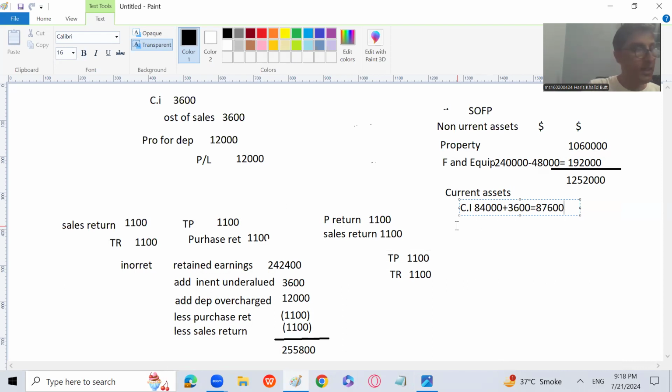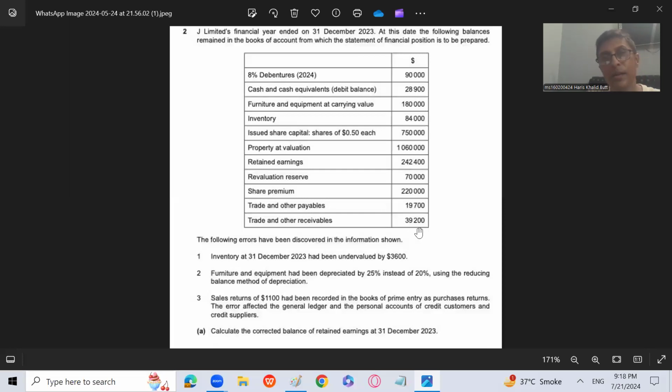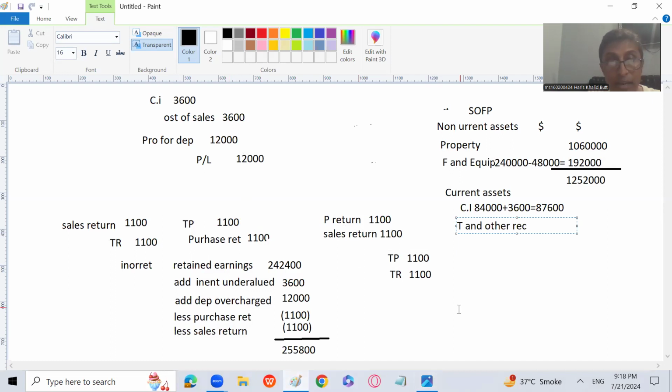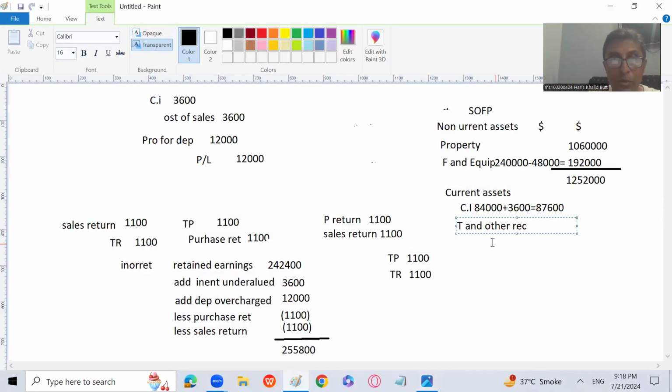So that's it. Next is the trade and other receivable. Trade and other receivable. So that is very important actually. Trade and other receivables are the most important part. Why, sir? Because if you just look at the question, trade and other receivables are given in the question, that is 39,200. But if you just look at the entries, so trade receivable has to be decreased by 1,100 because we have not yet credited trade receivable because of the sales return. So because of sales return, you have to subtract 1,100 from trade receivable, that is 39,200. So I will write over here 39,200 minus 1,100. So the answer is going to be 38,100. Sorry.